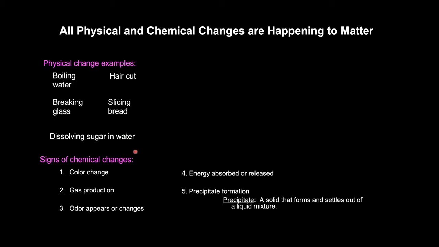For a chemical change, chemical bonds are broken and reformed to create a new substance, and it generally cannot be undone. Signs of chemical changes are a color change, gas being produced, such as bubbles, or an odor appearing or changing. For example, when your eggs rot, they'll get a bad smell. Energy is absorbed or released. Think about something getting hot or cold. Or a precipitate forms. With a precipitate, you'll have a solid that separates out of a liquid mixture.